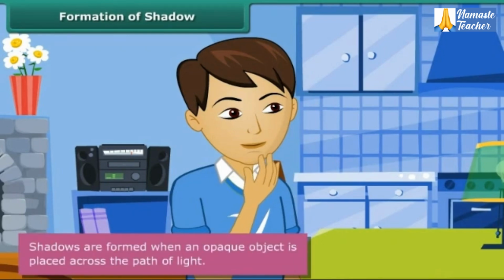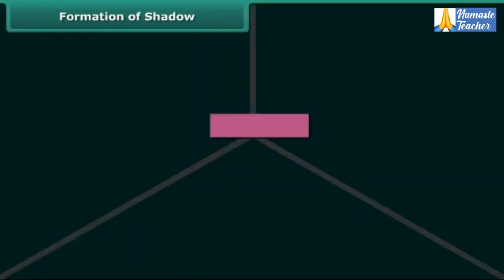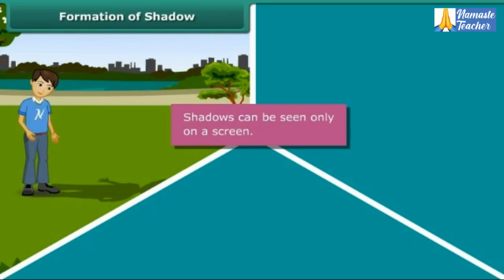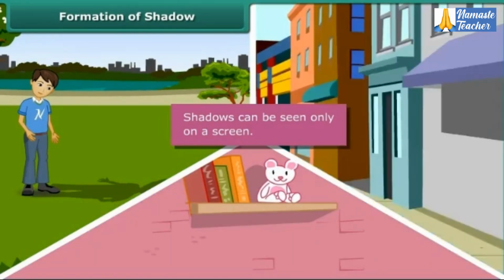Shadows are formed when an opaque object is placed across the path of light. Shadows can be seen only on a screen. The ground, walls of a room, building, and other such surfaces act as screens for shadows.